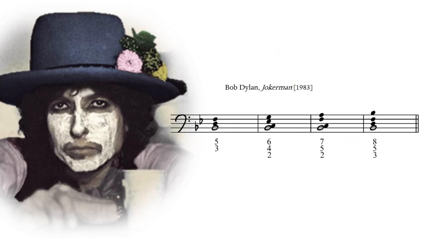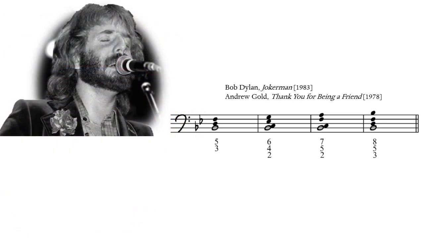Here's the chord progression from the beginning of Bob Dylan's 1983 song, Joker Man. This also happens to be the same chord progression used by Andrew Gold in Thank You for Being a Friend, better known as the Golden Girls theme song.